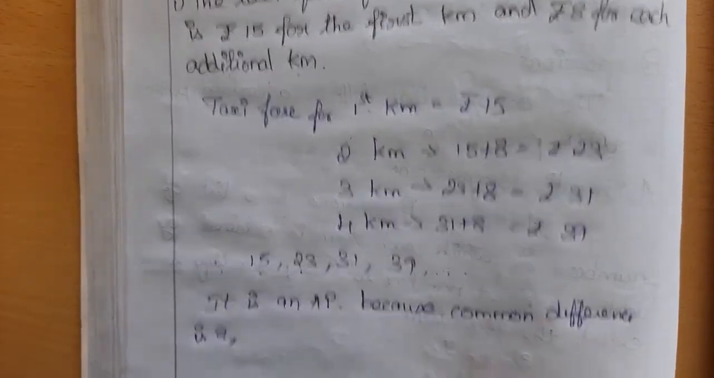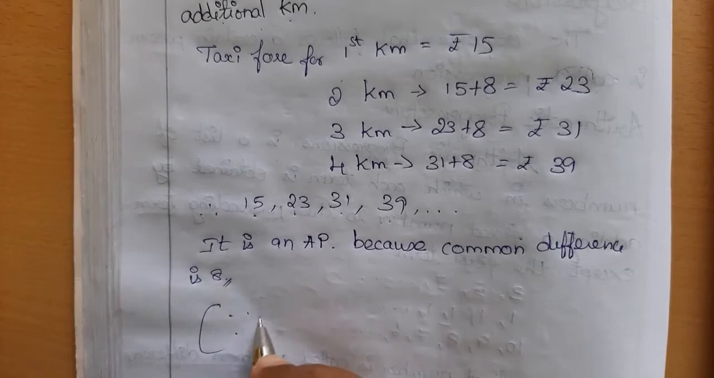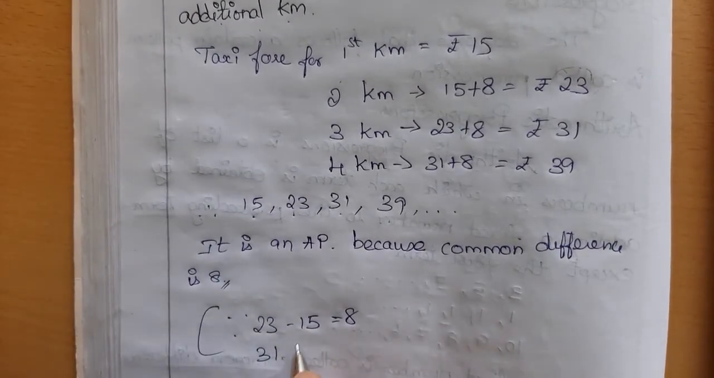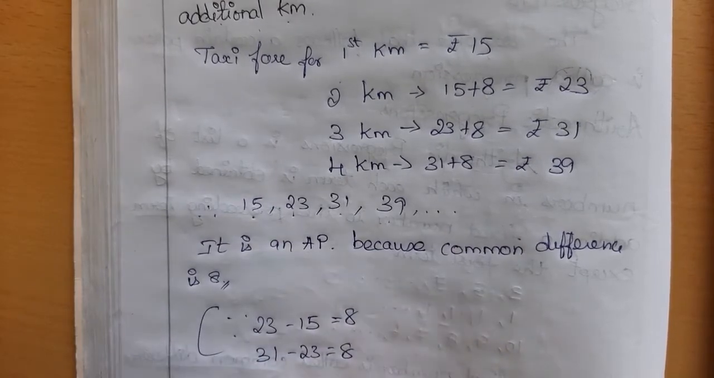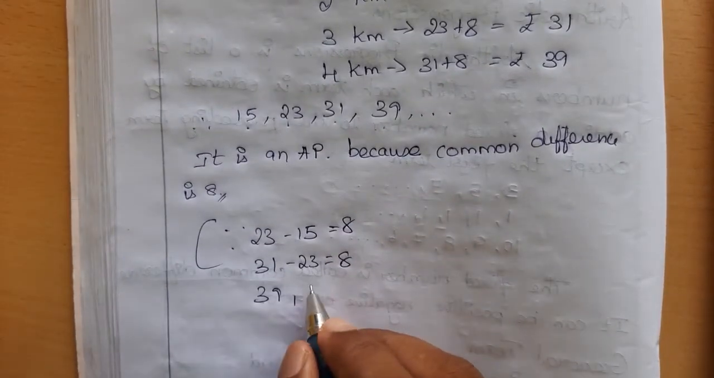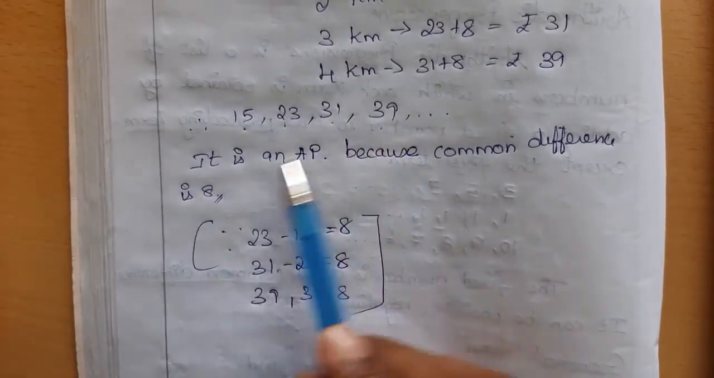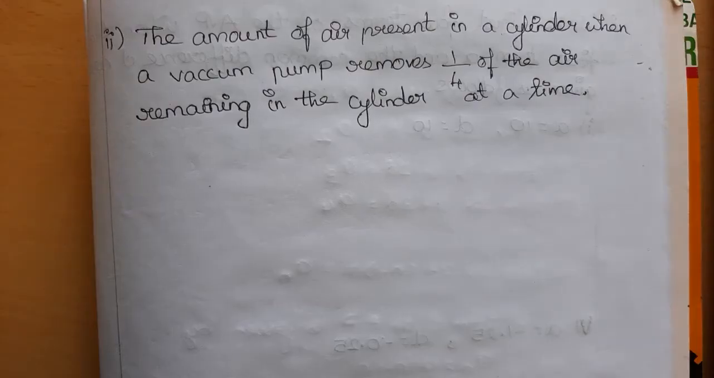I will show you a demo here. 23 minus 15 is equal to 8, right? 31 minus 23 is equal to 8. 39 minus 31 is equal to 8. So the common difference is 8. So that's right. So here we go for the next problem.